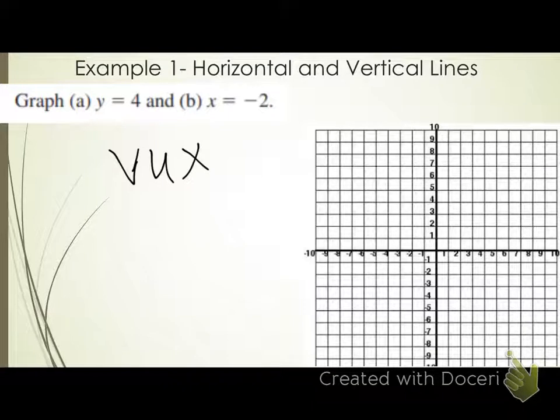I know it's crossing my x-axis at -2, so I'm going to put a point at -2 on my x-axis. The V stands for vertical line, so I know it's going to be a vertical line through this point. And there's my graph of x equals -2. So hopefully that's a decently easy concept for us to grasp. If it's x equals a number, it's a vertical line going through my x-axis at that number. If it's y equals some number, it's a horizontal line going through my y-axis at that number.